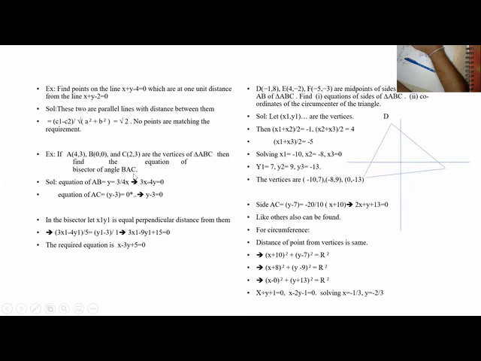I want angle A. Find the equation of the bisector of angle A, that is BAC. So I found out AB, I found out AC. So my bisector equation is equidistant from these two lines. So I substituted, found the distance, and made them equal.